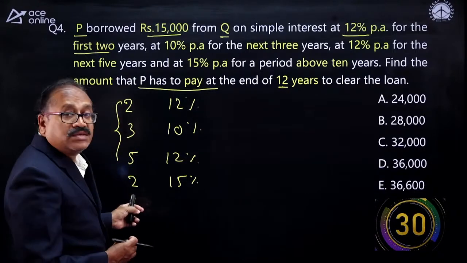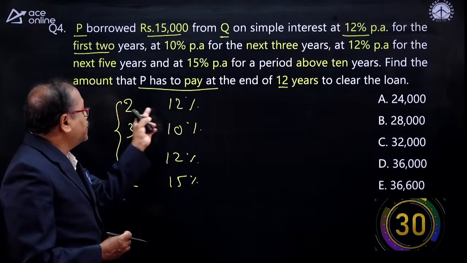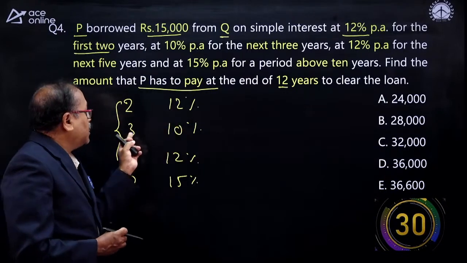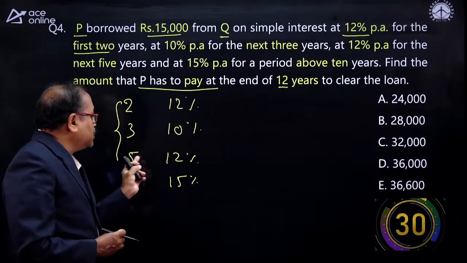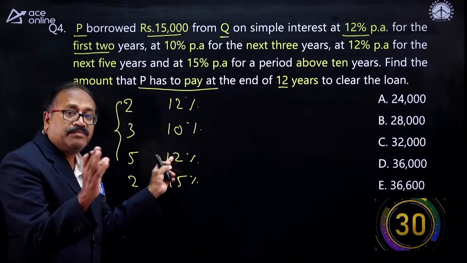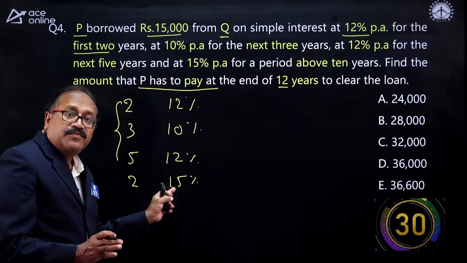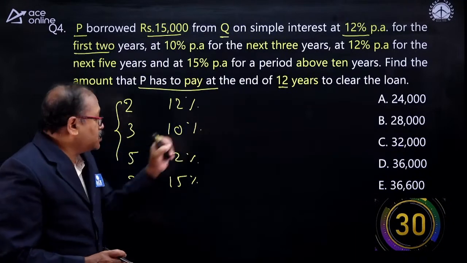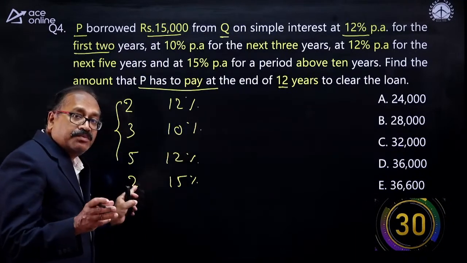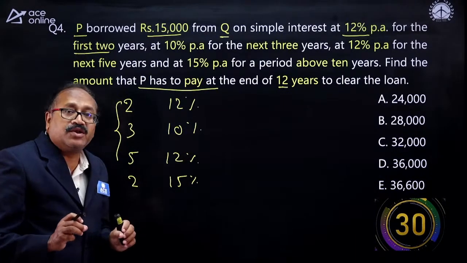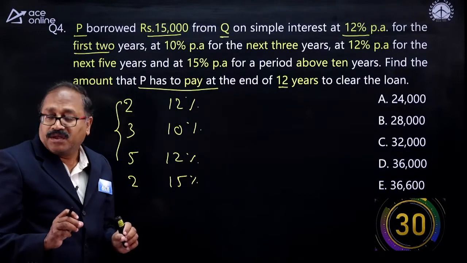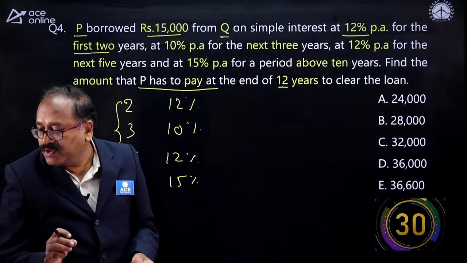The total is 12 years, and the rate of interest for the first 2 years is 12%, the next 3 years is 10%, the next 5 years is 12%, and beyond the 10 years it is 15%. So the total period is 12 years. So beyond the 10 years is how many years? 2 years. It is at the rate of 15% per annum. So what will be the total amount they will pay?